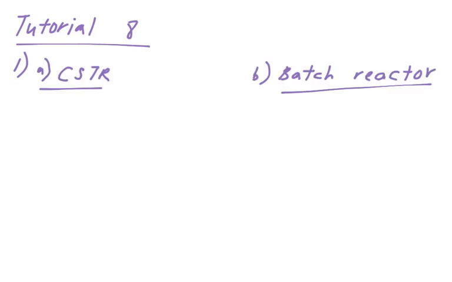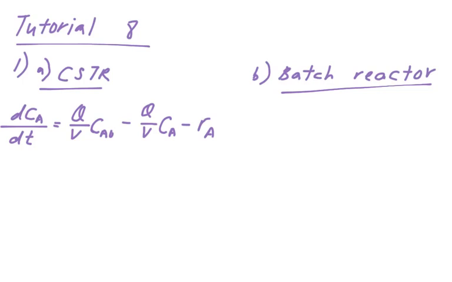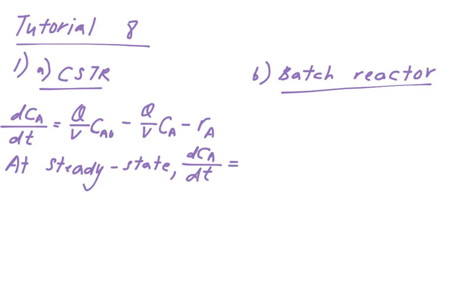Question 1. Write the general mass balance equation for A. CSTR and B. batch reactor. To derive the general mass balance equation for a CSTR, you always have to start with the basic mass balance equation. Now in this case, you can assume that the system is at steady state for a CSTR system, and therefore you can put dCA/dt equals 0.